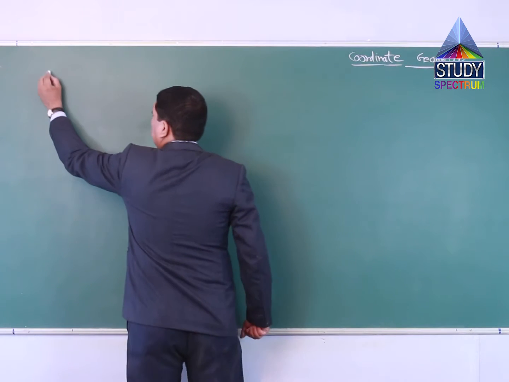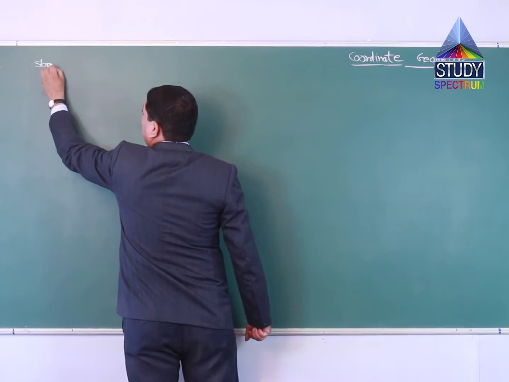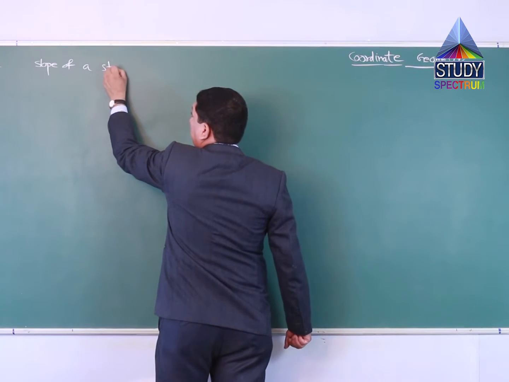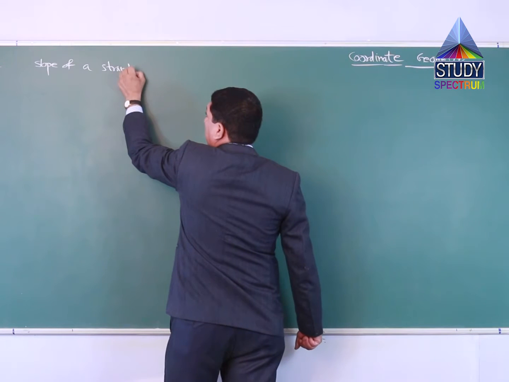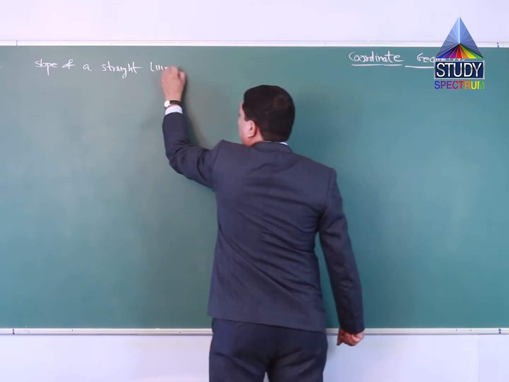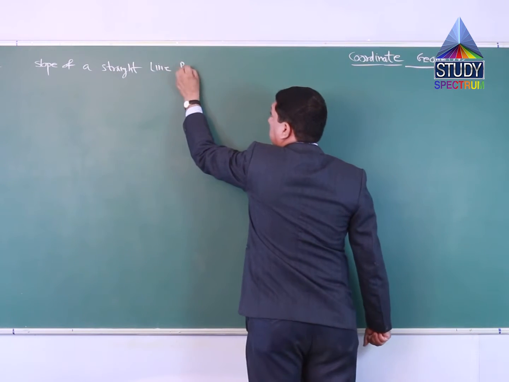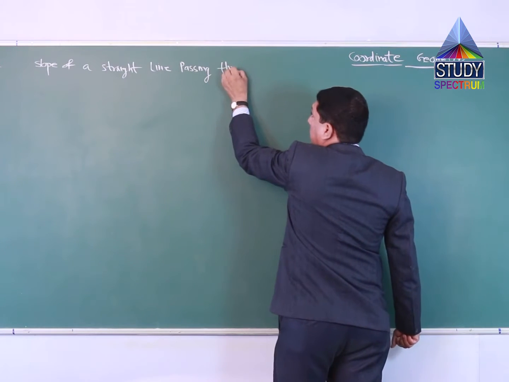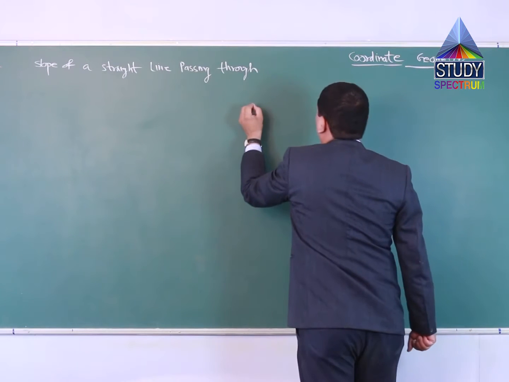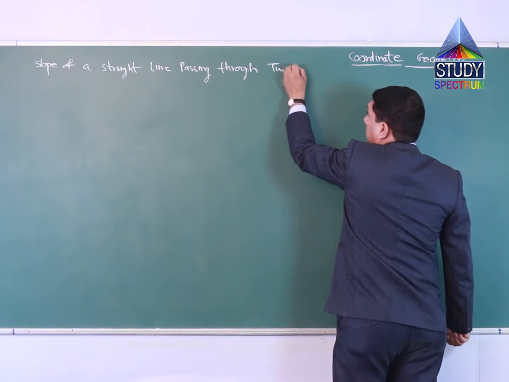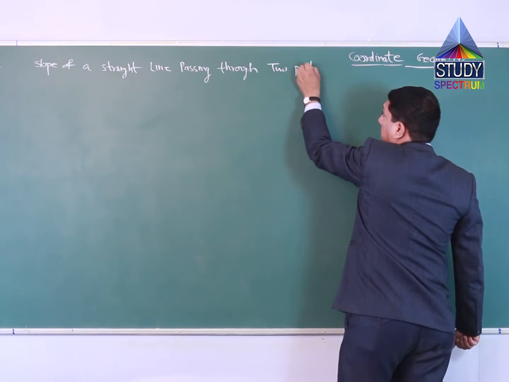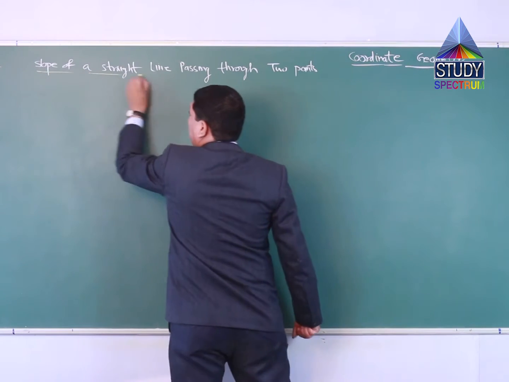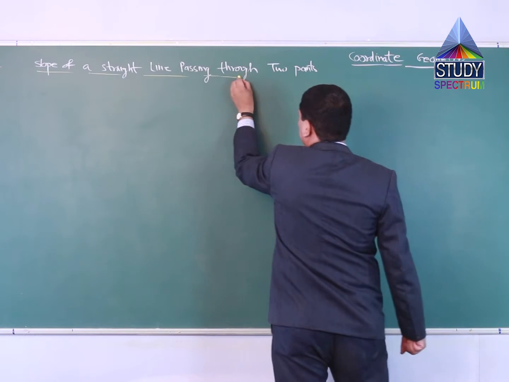Next we'll do slope of a line. Slope of a straight line passing through 2 points. We'll derive a formula for a slope of a line which is passing through 2 points.